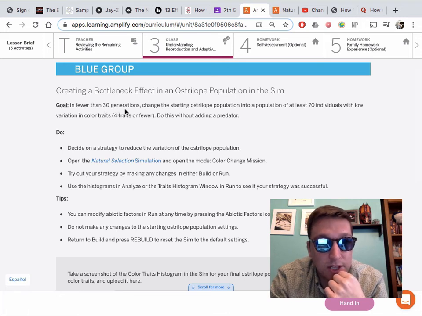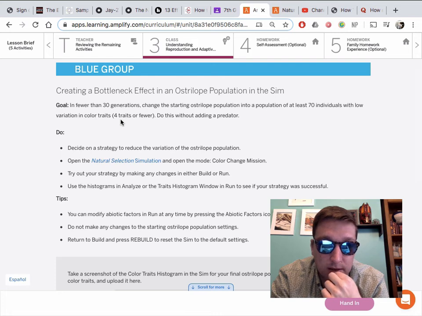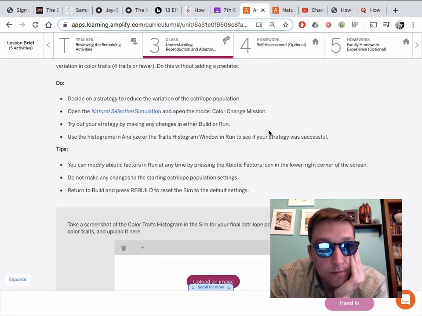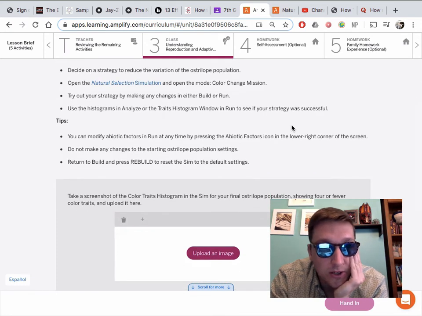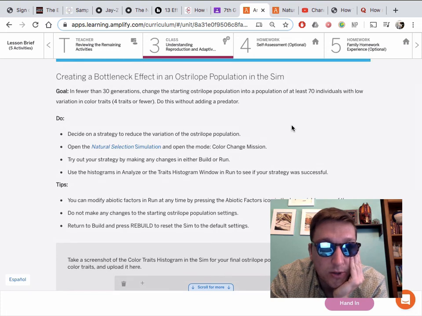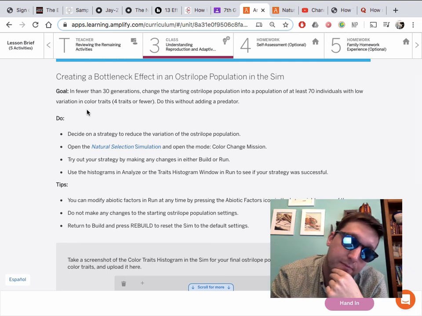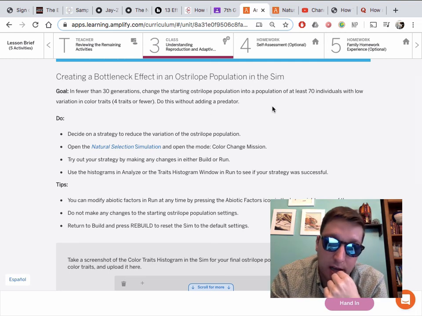In fewer than 30 generations, change the starting Australope population into a population of at least 70 individuals with low variation in color traits. So your histogram should not have more than 4 traits. Do this without adding a predator. Try out your strategy. So I'm interested in the solutions that you guys are going to come up with to do a bottleneck with low variation of color.